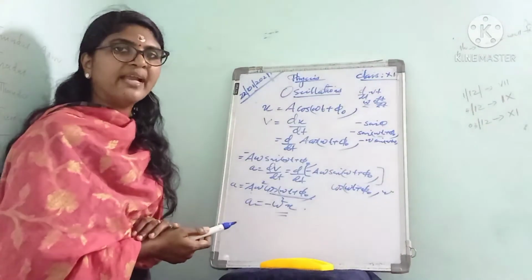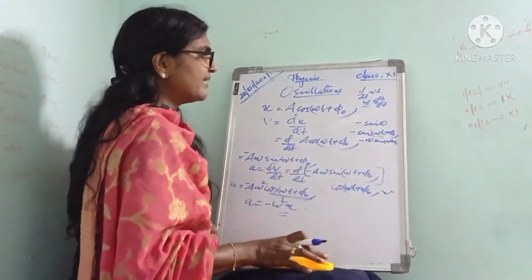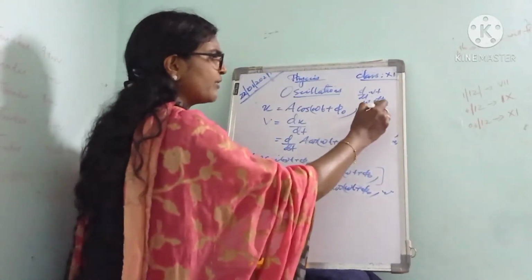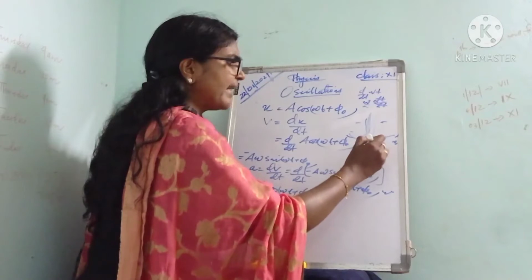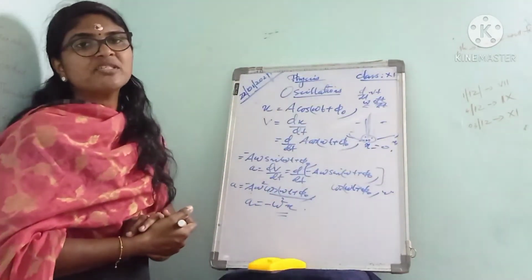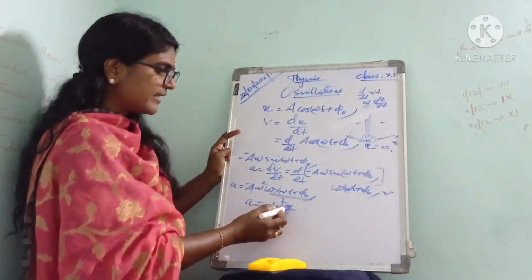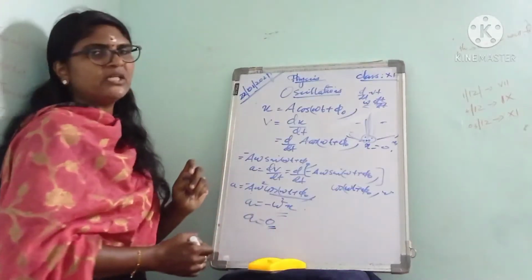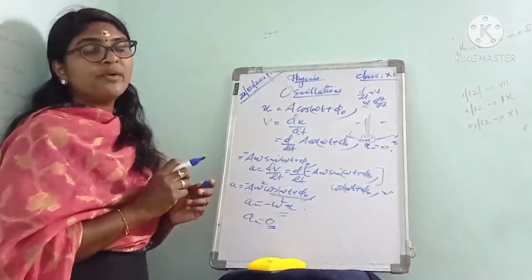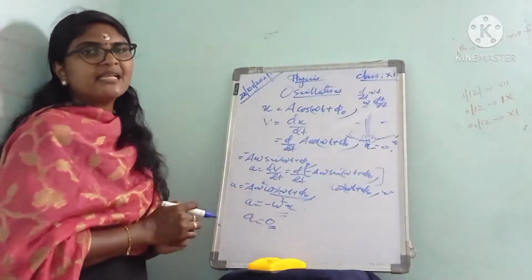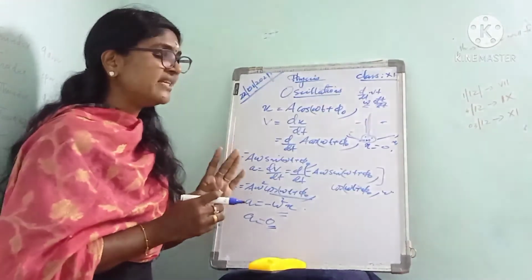Next we have to find the acceleration at the mean position and at the extreme position. Now for an oscillating particle at the mean position, what about the displacement? At the mean position, the displacement x equal to 0. So what about acceleration? Here 0 into omega square is 0. So the acceleration is 0. So the acceleration of a particle executing simple harmonic motion at the mean position is 0.